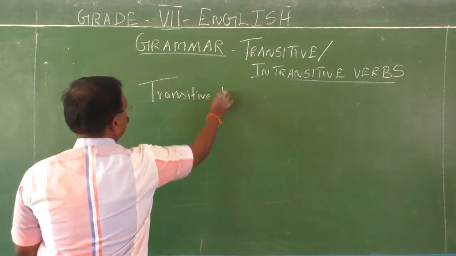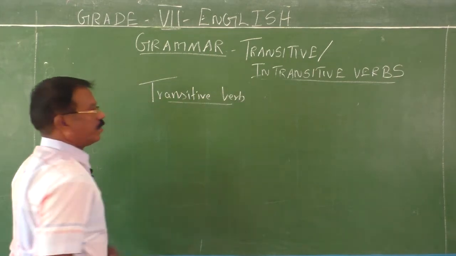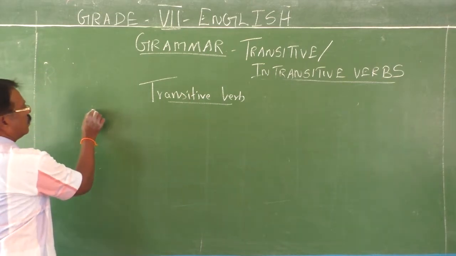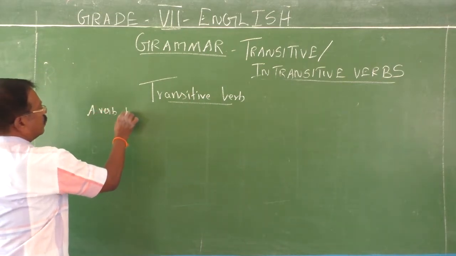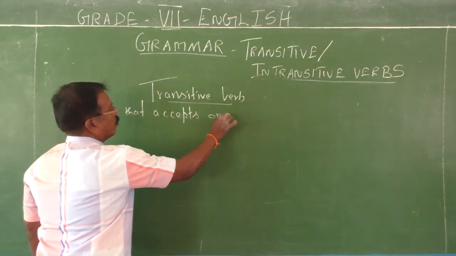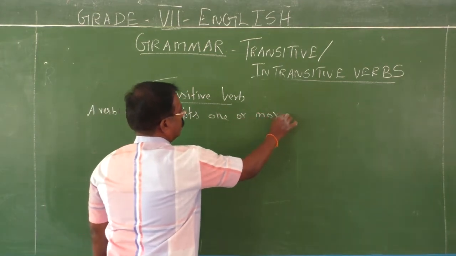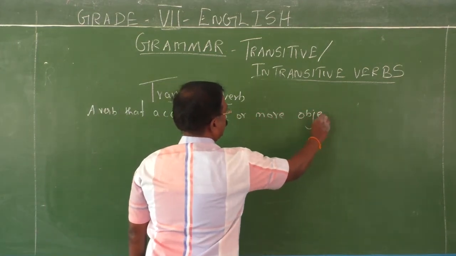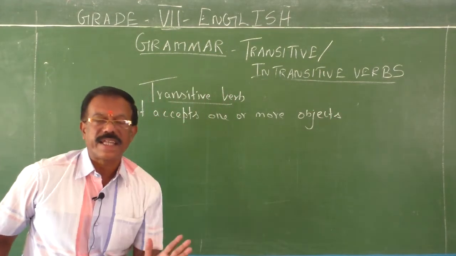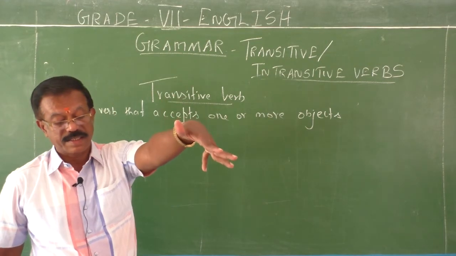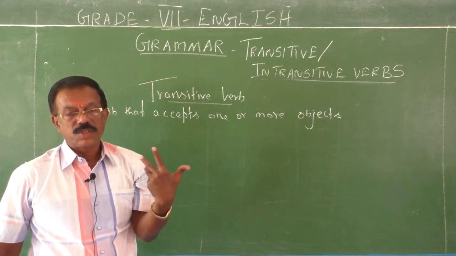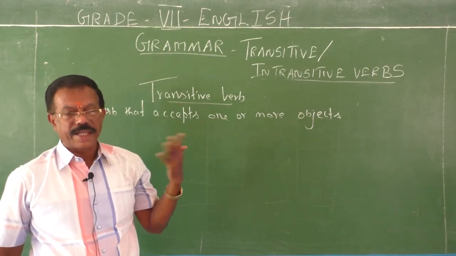A transitive verb is a verb that accepts one or more objects. A verb that accepts one or more objects is called a transitive verb. So it is a verb that takes an object to complete the sense. A transitive verb is one that is used with an object. So how to identify an object, as I told you already.